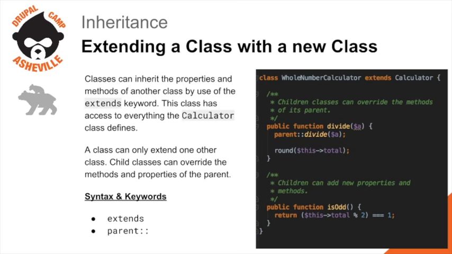But also, I can add a whole new method that doesn't exist on the calculator, and I created one just called isOdd. Is the total number odd or even? It's not odd or even, it's just a true or false: is it odd? But this is just an example of how you can take something that already exists within the system and create your own subtype of that thing. And this concept is called inheritance.